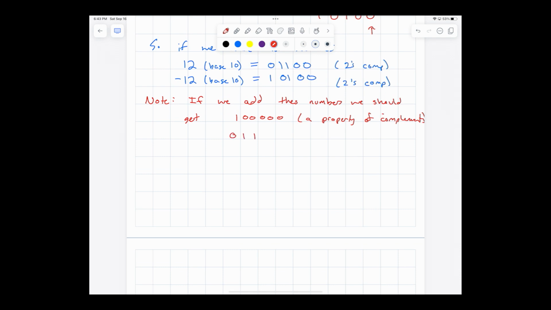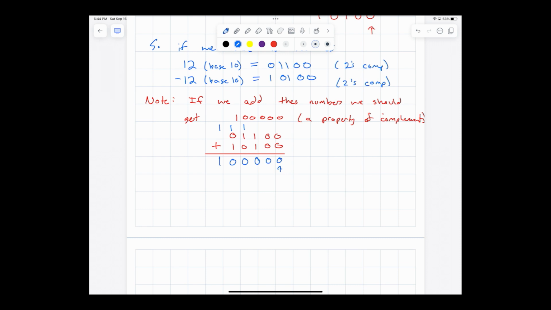So if I go 0, 1, 1, 0, 0, and then 1, 0, 1, 0, 0, and we just add, normal, regular binary addition here, then let's see what we get. We have to start here. 0 plus 0 is 0. 0 plus 0 is 0. 1 plus 1 is 0, carry 1. 1 plus 1 is 0, carry 1. 1 plus 1 is 0, carry 1. And then that comes down. So we got it, right? Exactly what I said was going to happen happens. So that's just a property of it.